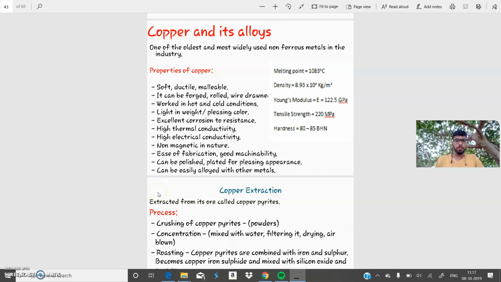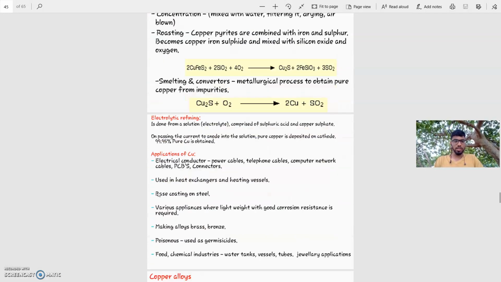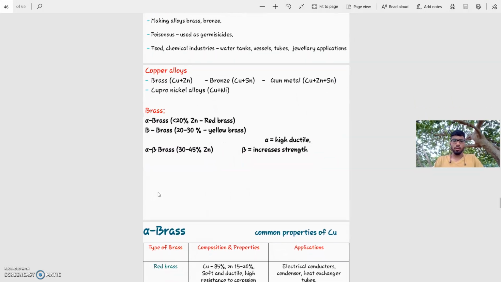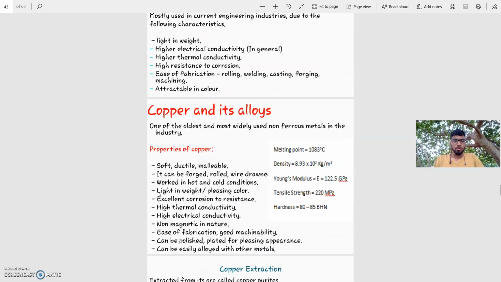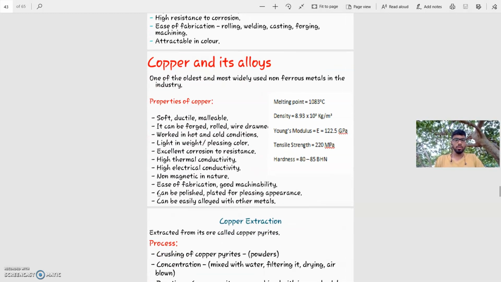Today I am going to discuss copper and its alloys. The topics we are going to discuss are the properties of copper, how copper is extracted, and how many types of copper alloys there are. Firstly, we will discuss copper. It is one of the oldest and most widely used non-ferrous metals in the industry.